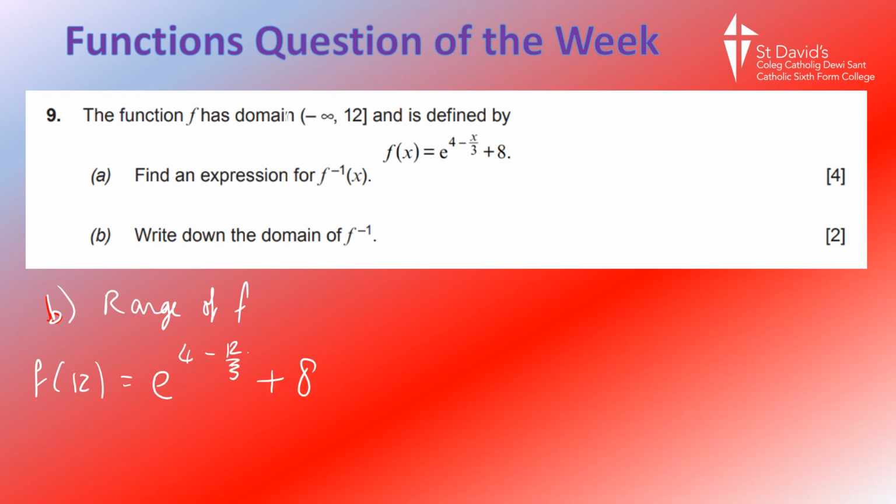12 over 3 is 4, and 4 take away 4 is 0. So this is the same as e to the 0 plus 8. Now remember that anything to the power of 0 is always 1. 1 plus 8 is 9.